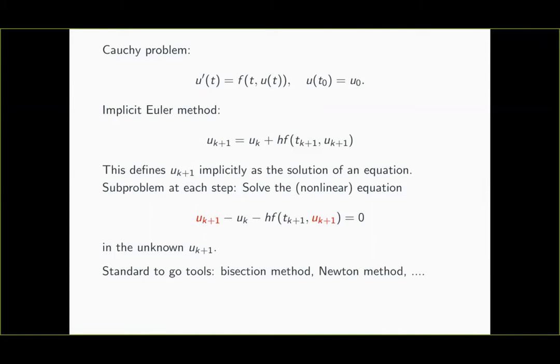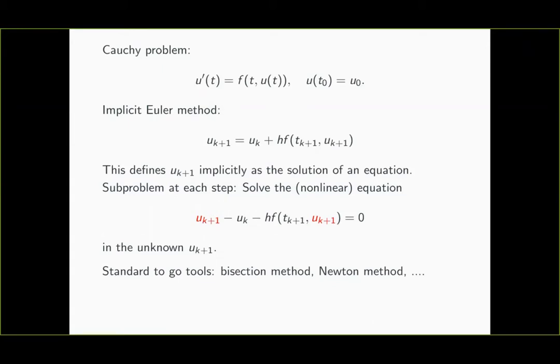Let's briefly review the basics of the implicit Euler method. So we have a Cauchy problem, u prime of t equal f of t, u of t, with initial condition u of t naught equal u naught. And each iteration step of the implicit Euler method works as follows. We solve the equation u_{k+1} equal u_k plus h times f of t_{k+1}, u_{k+1}, where u_k is the iterate that we have already computed for the previous time step, h is a step size, and u_{k+1} is now the unknown.